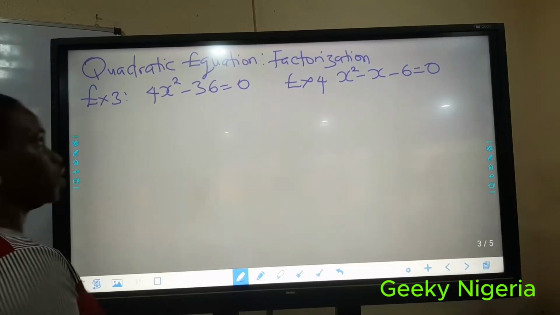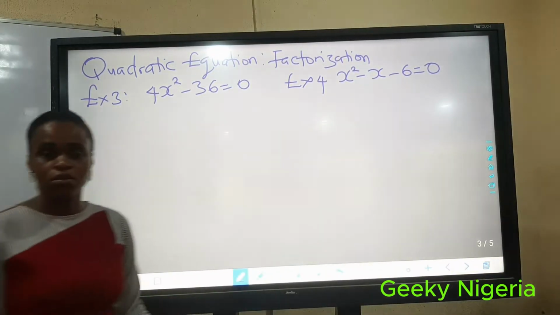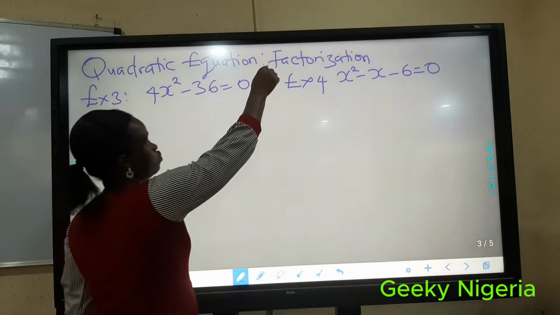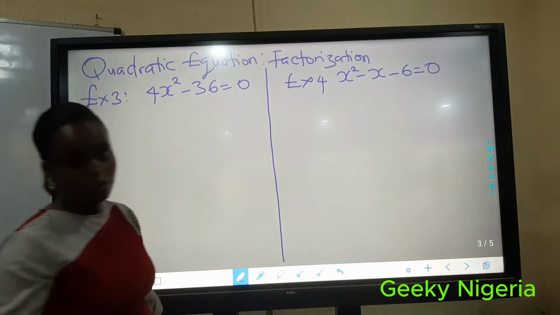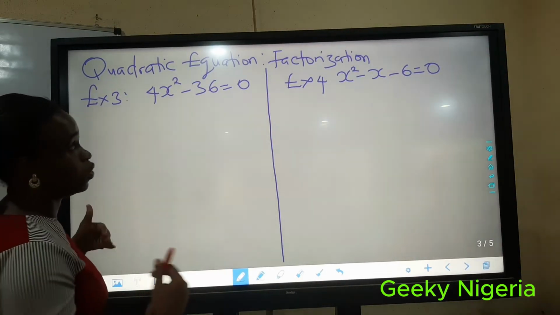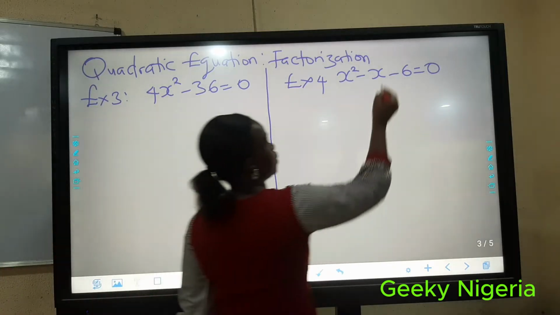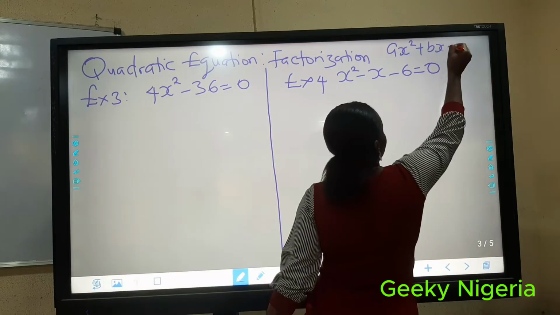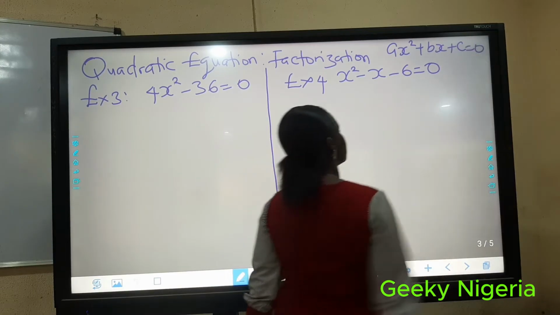How about having a question like this, solving factorization? So we have two separate questions. So let me use a line rule, solving both of them. Remember, always put your general equation of a quadratic equation. We're going to put it up here. In this case, we have it as ax squared plus bx plus c equals to 0.